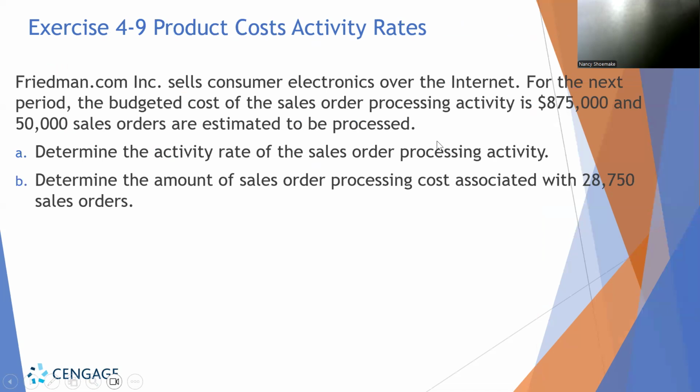Friedman sells consumer electronics over the internet. For the next period, the budgeted cost of the sales order processing activity is $875,000, and 50,000 sales orders are estimated to be processed. Determine the activity rate of the sales order processing activity, and then determine the amount of sales order processing allocated with 28,750 sales orders. Why don't we just try this real quick to see if you're getting it, okay? Let's just take 2 minutes, okay?